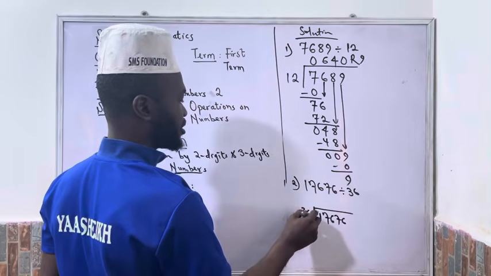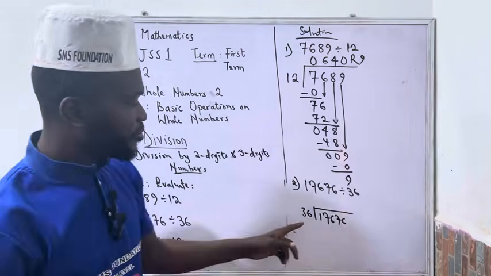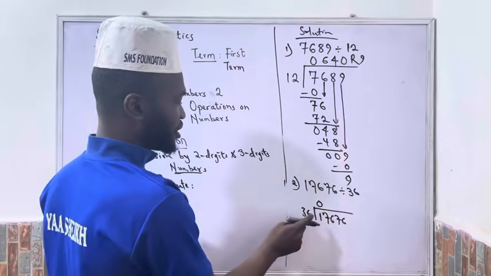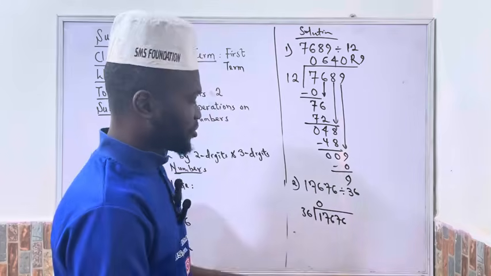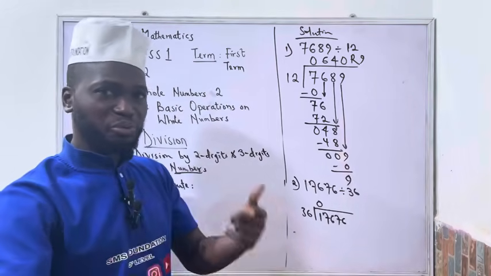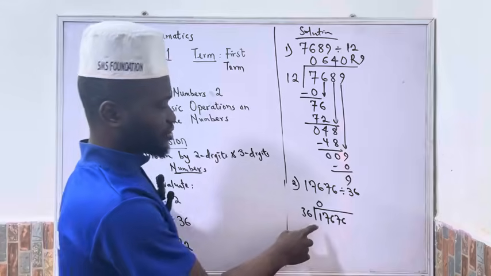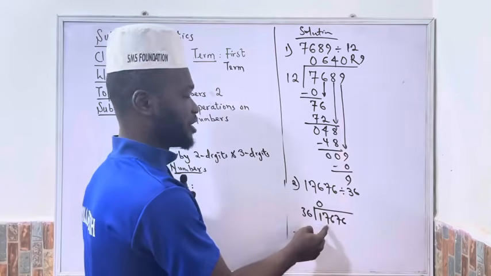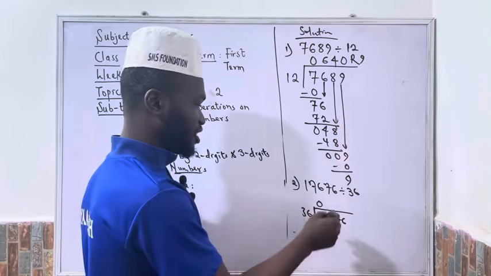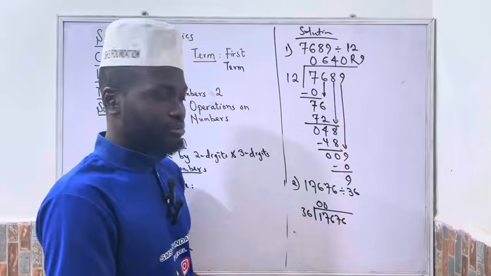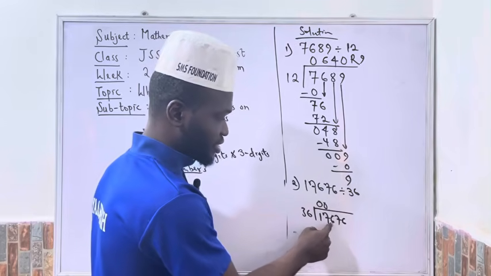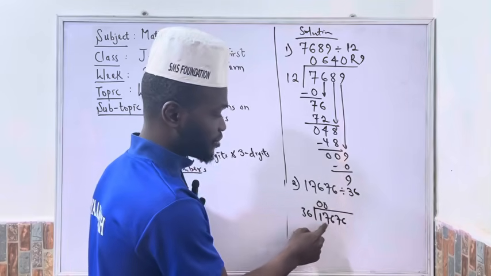17676 divided by 36. First of all, how many 36 can I get in 1? Impossible. That will just give me 0. So there is another way you can do it without having to do the process over and over again. Since this one is giving me 0, let's combine 1 and 7. 36 in 17 will still give me 0. So now 17 and 6, that will give me 176.